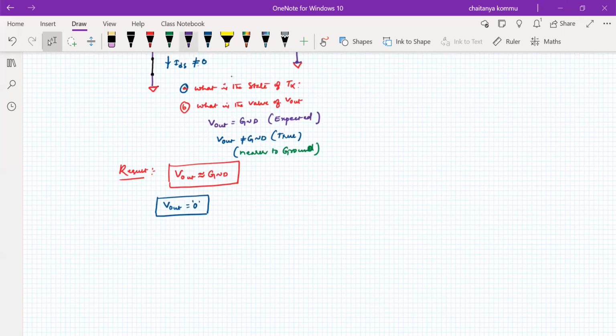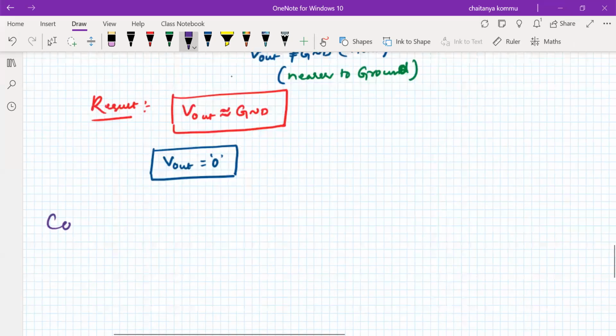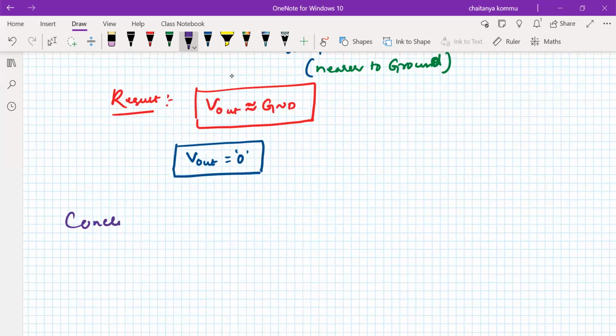Therefore, our conclusion. What is our conclusion? When VIN is equal to logic zero, Vout becomes logic 1. When VIN is equal to logic 1, Vout is equal to logic 0.